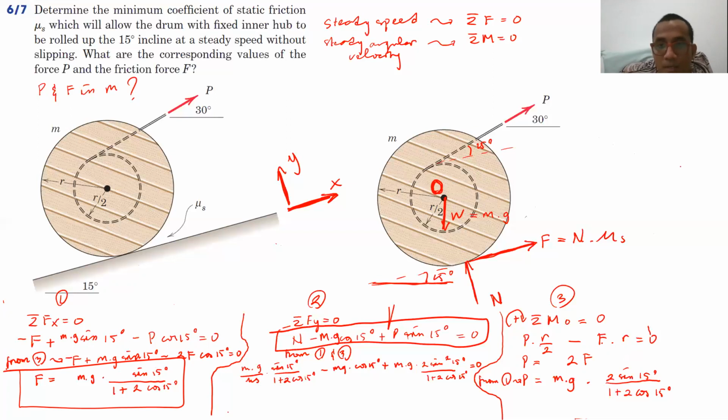After that, I move again to the third equation. Because now I know the value of F, I will be able to solve for P, right? Because remember, P here is supposed to be twice of F. So it's 2 times F. So this is our value of P: mg multiplied by 2 sin 15 degrees divided by 1 plus 2 cos 15 degrees. Remember that the only difference between P and F is just this factor of 2, because P is supposed to be 2 times F.